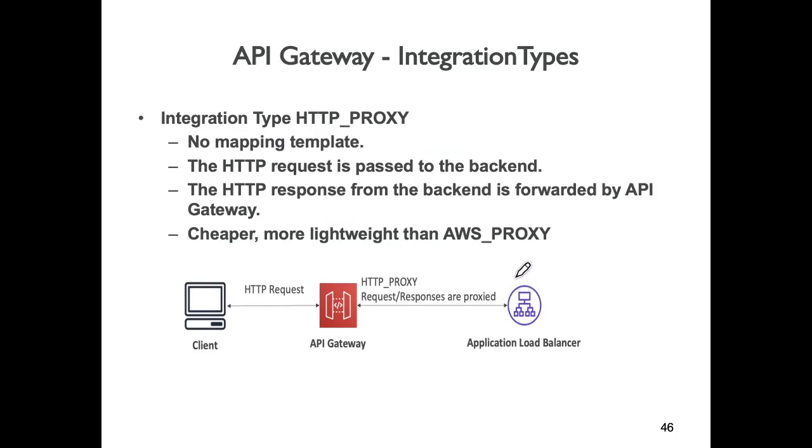Application load balancers were kind of part of the architecture, kind of pre-REST web API era. But other than that, this type of integration takes HTTP and essentially forwards on, or proxies on, the HTTP onto the backend service. The application load balancer likes HTTP, obviously. And there's no mapping templates or any of that involved in this integration type either. So it's quite easy to configure from an API gateway point of view.